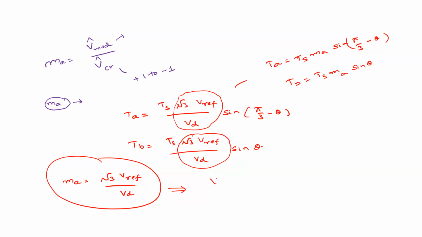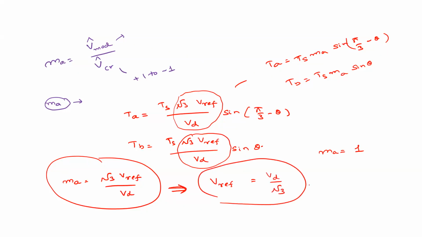What is the maximum V reference value in the linear range? That corresponds to MA equal to 1, right? If MA equals 1, what is V reference? VD by root 3, right?